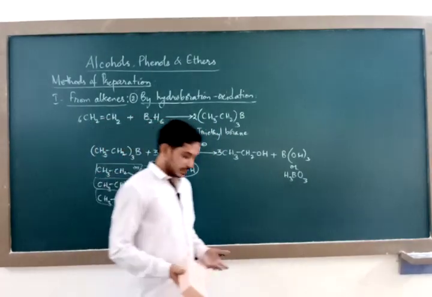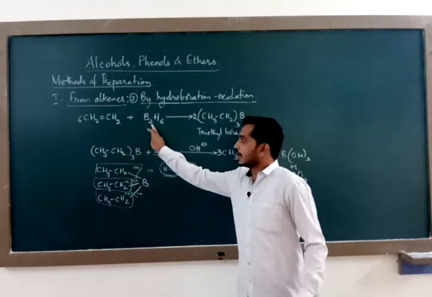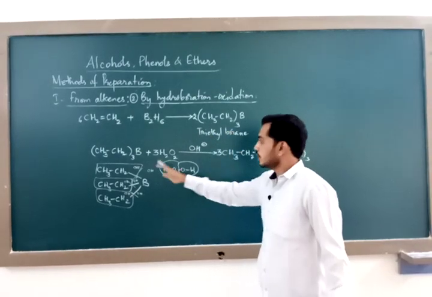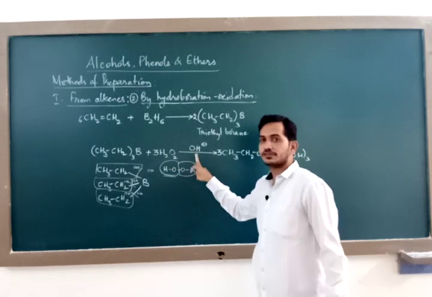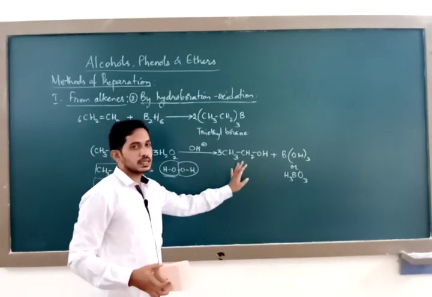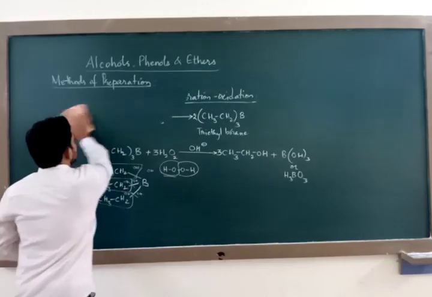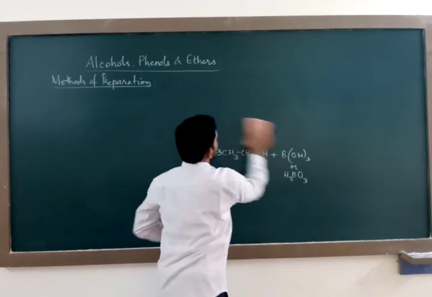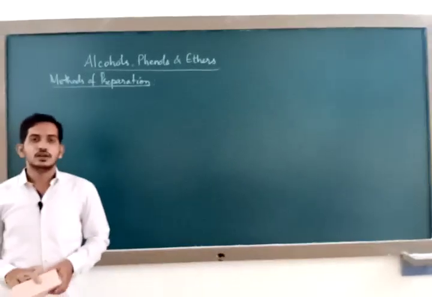Understood? This is the second method, by hydroboration oxidation of alkenes, wherein you react diborane with ethene, it will give you triethylborane. Triethylborane is further oxidized using hydrogen peroxide as an oxidizing agent in the presence of a base or alkali like sodium hydroxide. This will give you the desired ethanol as a product. Now this was the first method from alkenes. Under alkenes we had two methods. First was acid catalyzed hydration, and the second was hydroboration oxidation.